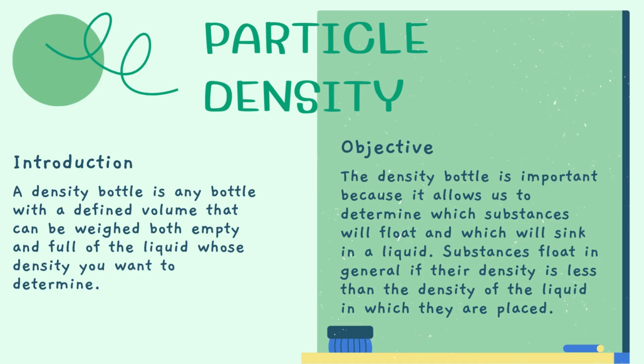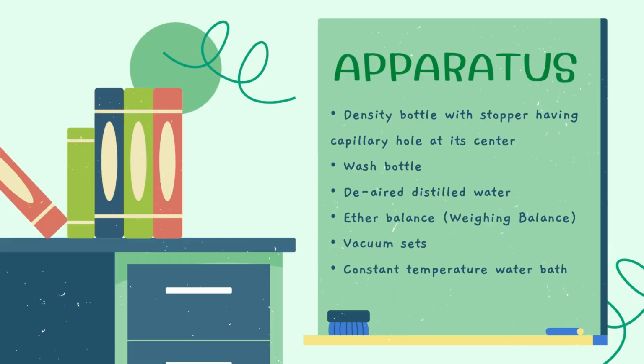To perform the soil stabilization experiment, we will conduct three experiments to get data using 10% POFA additive. So for the particle density, a density bottle is any bottle with a defined volume that can be weighed both empty and full of the liquid whose density you want to determine. For the objective, the density bottle is important because it allows us to determine which substance will float and which will sink in a fluid. Substances float in general if their density is less than the density of the fluid in which they are placed.